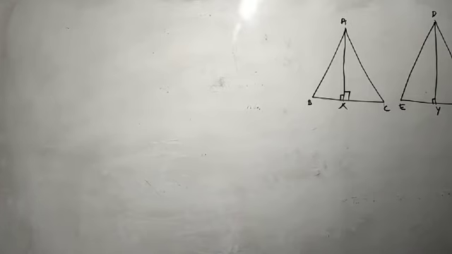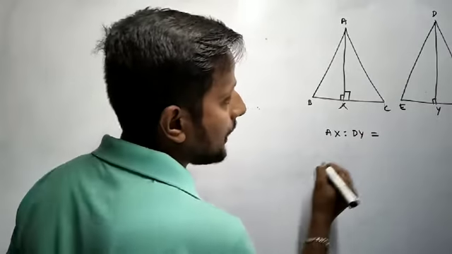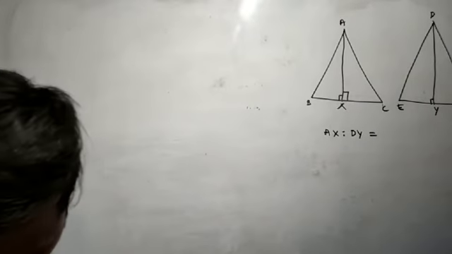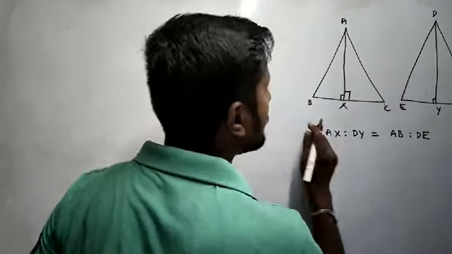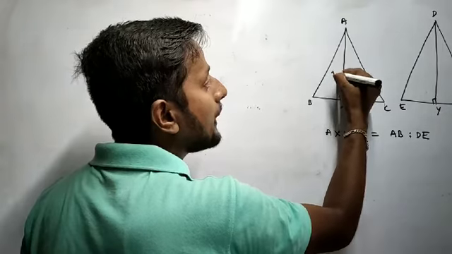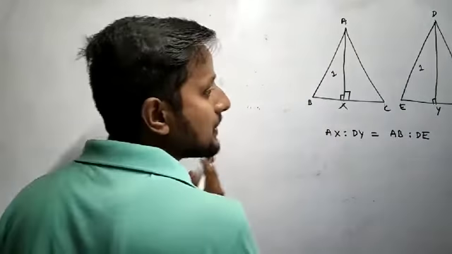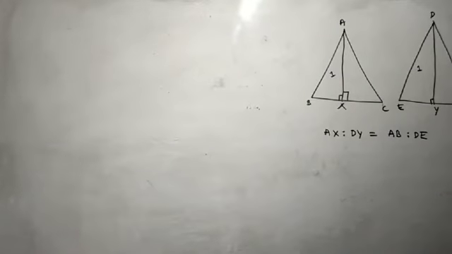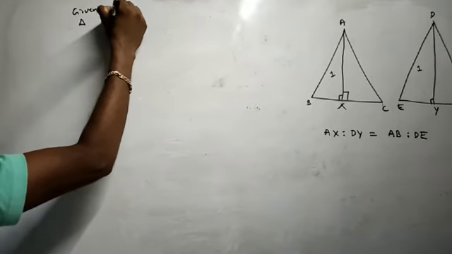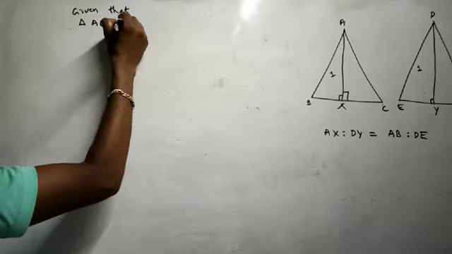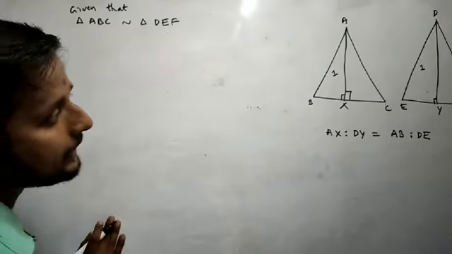So what should we show? We have to show AX is to DY is equal to AB is to DE. AB is a side included in triangle 1, and DE is a side included in the first part of the other triangle. Now I am going to compare. It is already given that triangle ABC is similar to triangle DEF, ABC, DEF, right?